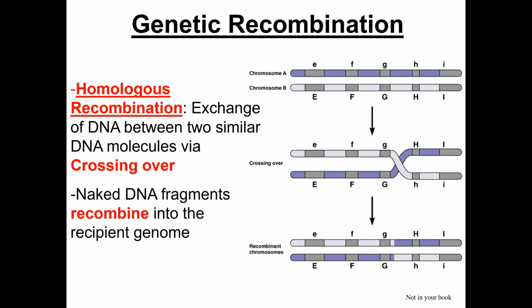And then look at the outcome. So, the top chromosome is lowercase e, f, g, but look at the ends. Now it's uppercase H and I. Okay? The bottom strand is opposite, right? E, F, G uppercase versus lowercase H and I. The ends got swapped.